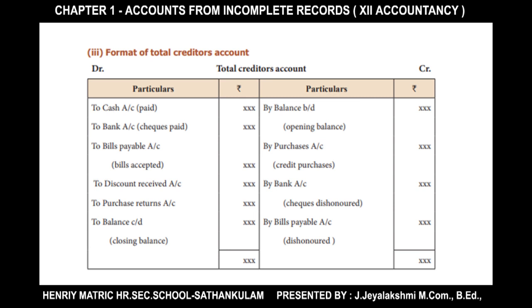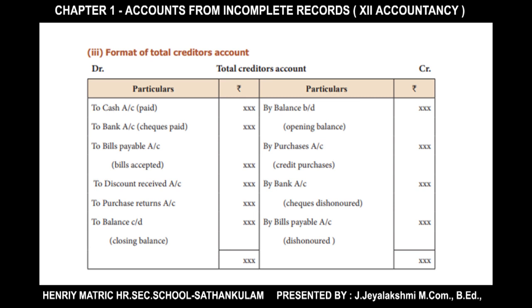Now see here, on the debit side, we record the transaction to cash account. The amount which is paid must be taken into consideration. Next we record bank, so we have to take the cheques that are paid. Next, to bills payable account is nothing but the bills accepted by us. Then discount received and purchase return, we already know. If there is a closing balance, we write balance carried down.